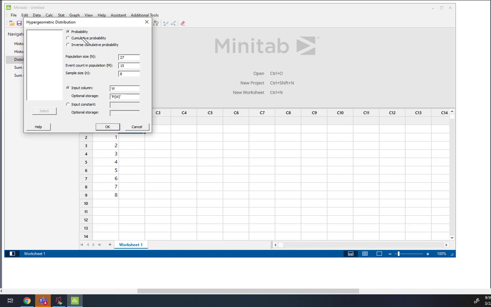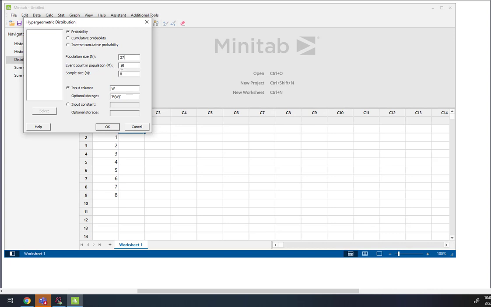We're going to get the probability distribution, not the cumulative, but we'll get the cumulative in a minute. The cumulative would be looking for values of X less than or equal to 2. But we want the probabilities. We want X equal to 0, X equal to 1, X equal to 2. So, we've checked this radio button, probability. The population size is how many individuals are in the club. And we've got 27 people in the club.